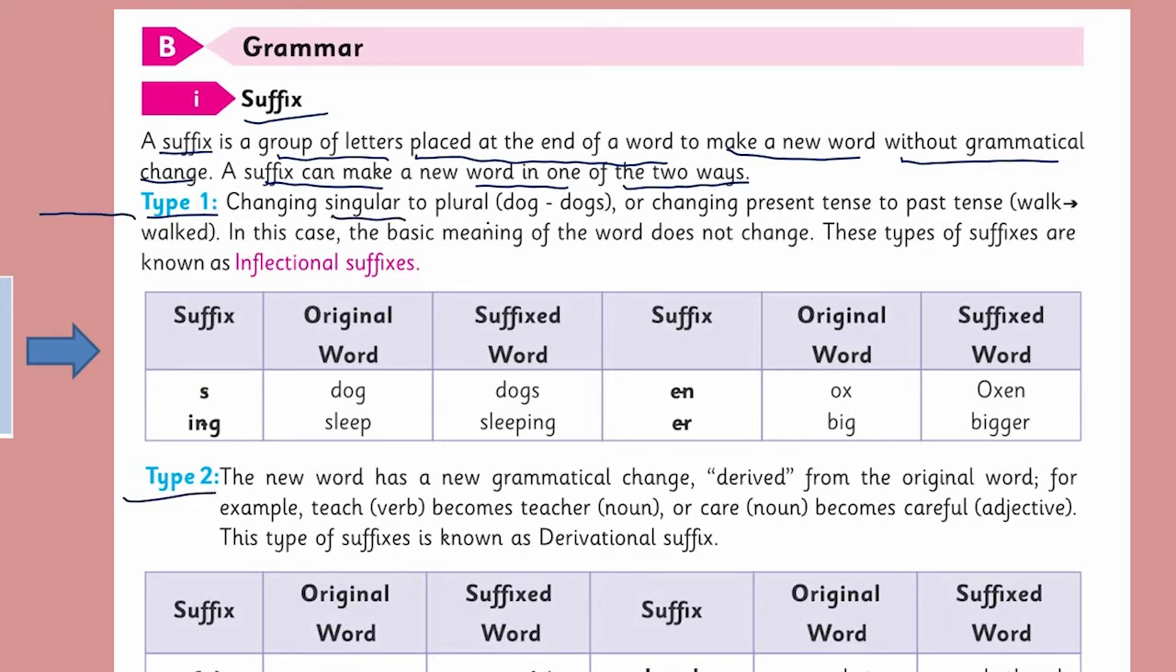Changing singular to plural, like dog to dogs. I hope you have learned the concept of singular and plural. Singular indicates one thing or one person, and plural indicates more than one.